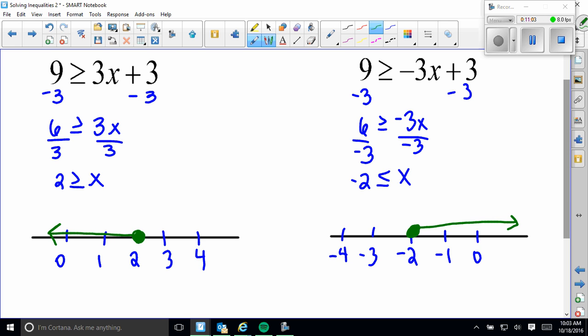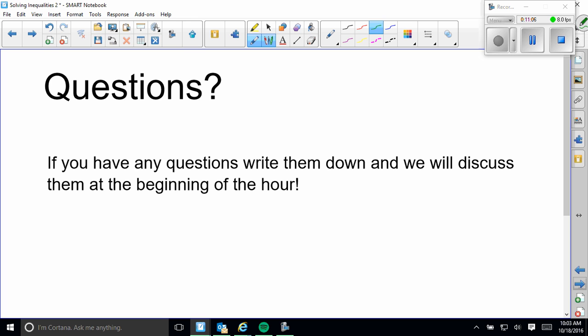Make sure you have this written down. If you have any questions over this lesson, make sure you're writing them down, and we will discuss them at the beginning of the hour.